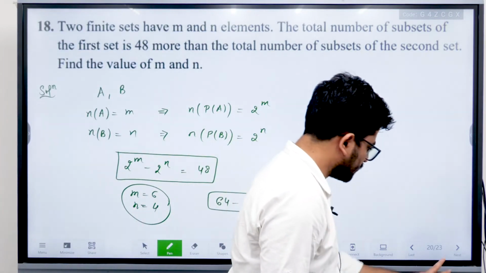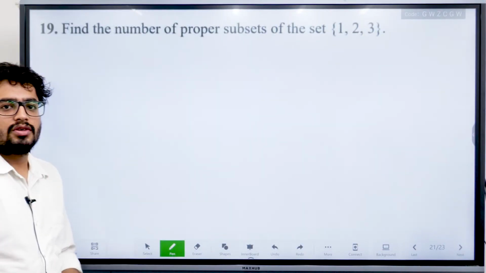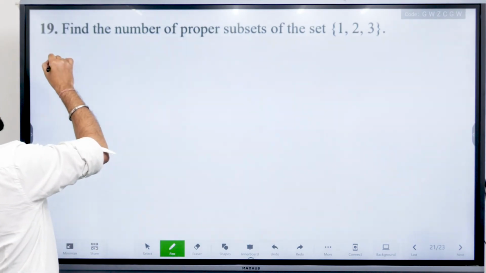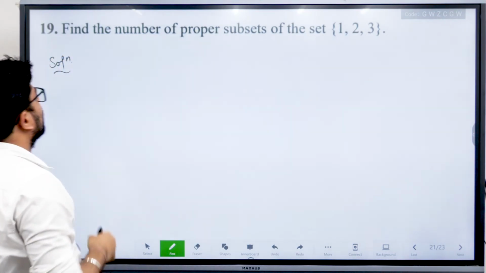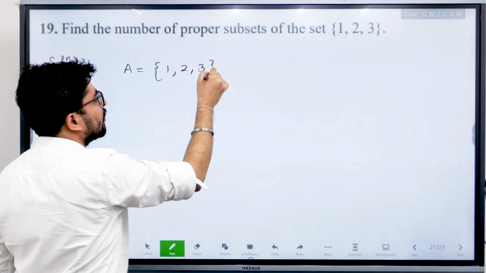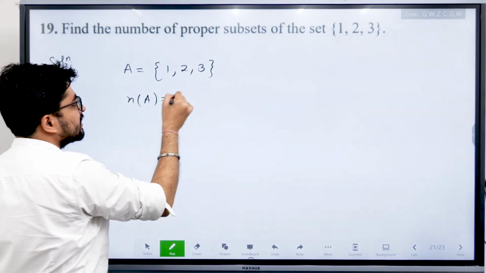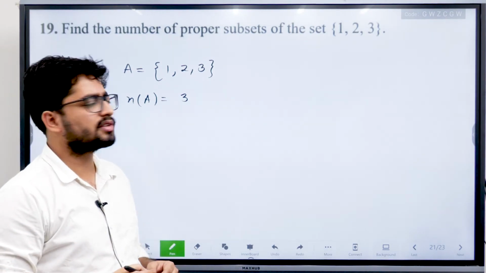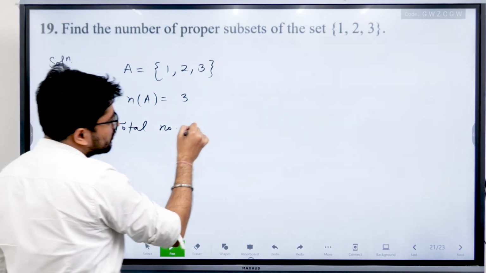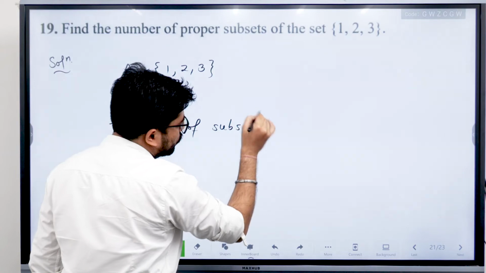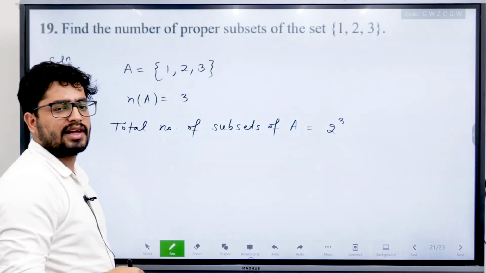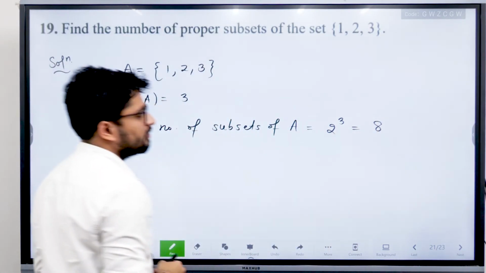Now next one is, find the number of proper subsets of the set 1, 2 and 3. First of all, let's say this set is A, that is 1, 2, 3. How many elements do we have? So the cardinality of this set is 3. And the total number of subsets of set A is 2 power the number of elements in that set, that is 2 power 3, which is 8. Got it?